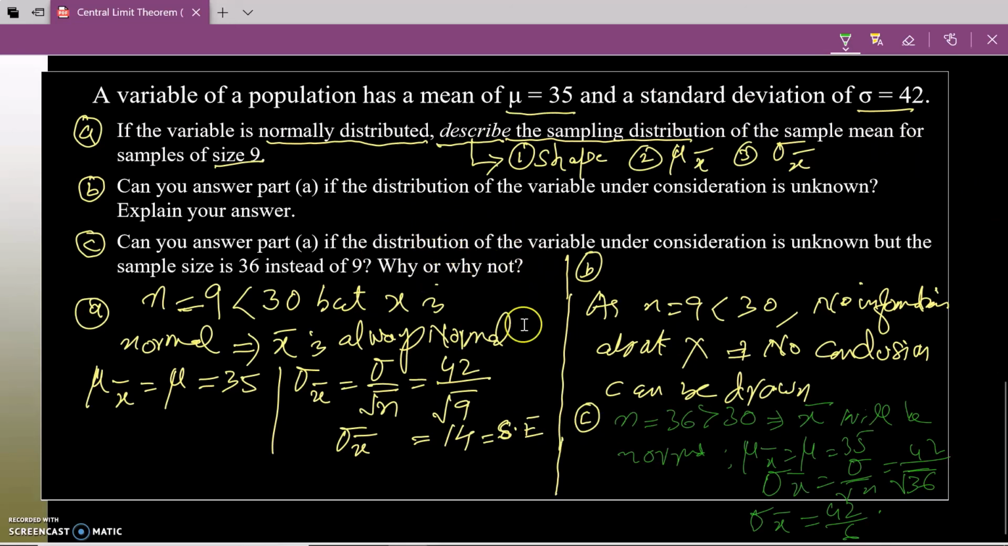So I hope you are able to understand the central limit theorem, and using these two examples, you are able to understand how we can apply sampling distribution, how we can apply the central limit theorem.